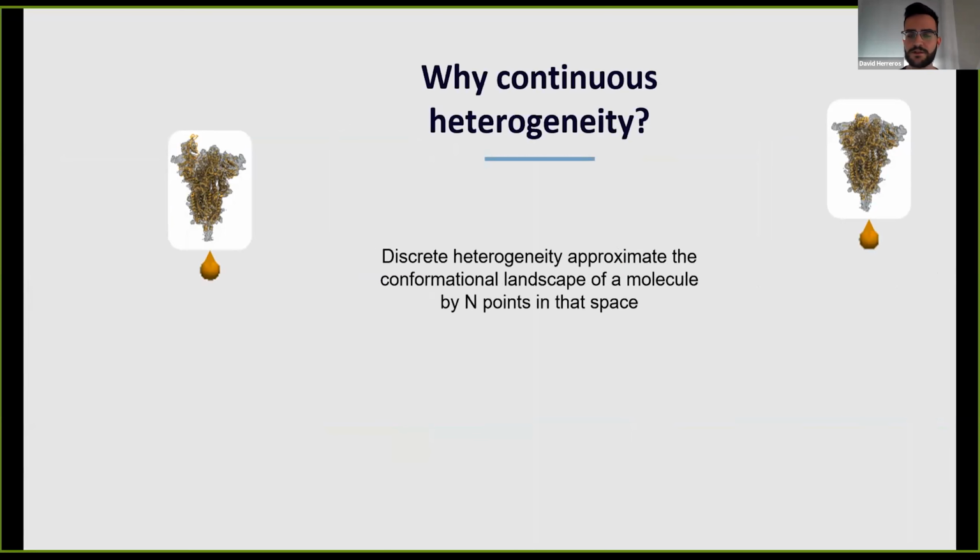Well, for that, let's continue with this example of the COVID spike, and let's suppose we have a data set. We do some 3D classification, and we can reach, for example, these two different states, the 1-up conformation of the spike and the 3-down. And if we put this into a conformational landscape, at the end, what we are reaching is just 2 points, which is giving us an idea. But let's compare it to the continuous case.